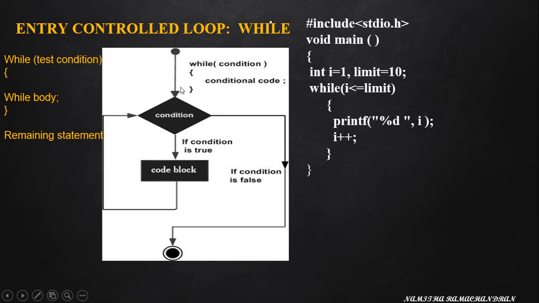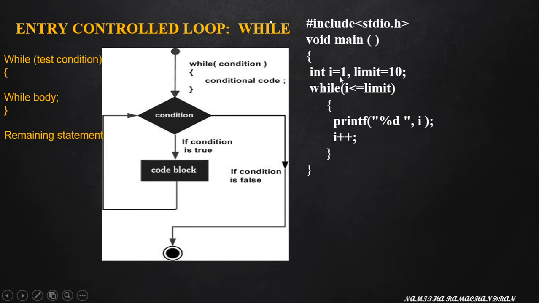So from this it is clear that this while is an entry controlled loop. That means we need to check the condition first, then only we can start the execution of the loop body. So consider one program example regarding this while loop. Here we need to display numbers from 1 to 10, one after another.